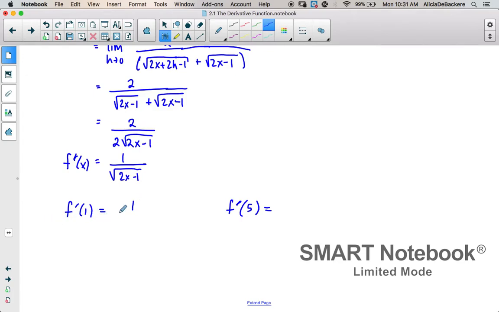So I'm just plugging 1 in now to my expression. And so I get 1 over the square root of 1, which is just 1. And then over here, I get 10 minus 1 in the root, so I've got 1 over the square root of 9, which is 1 over 3. And so it's telling me the slope of the tangent is either 1 when I'm at x equals 1, or the slope of the tangent is 1/3 when x is equal to 5.